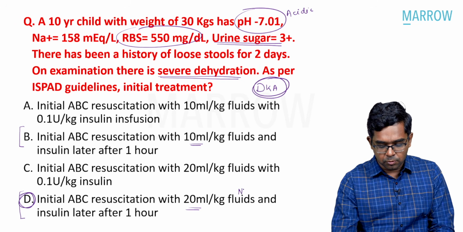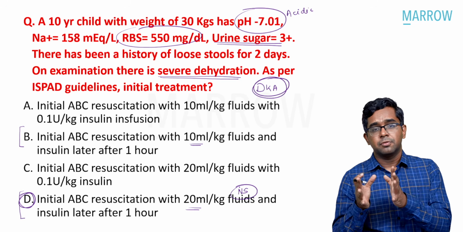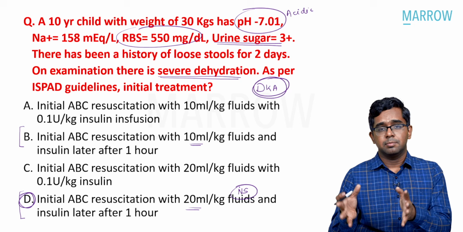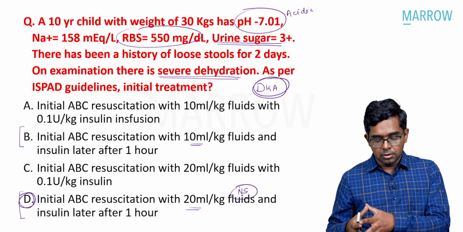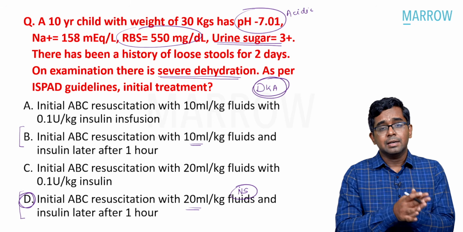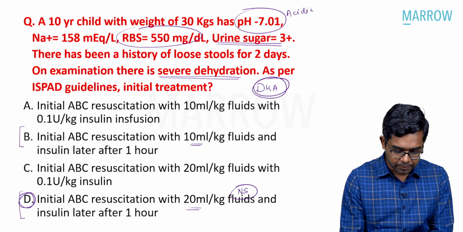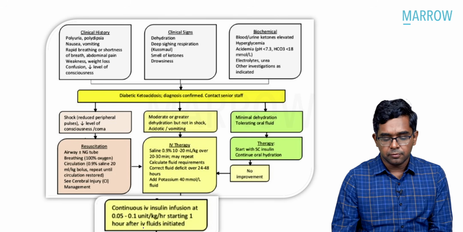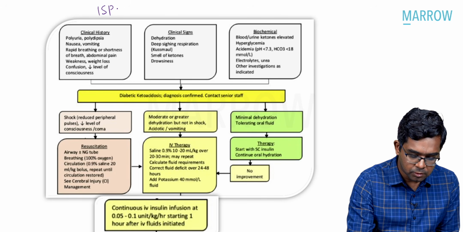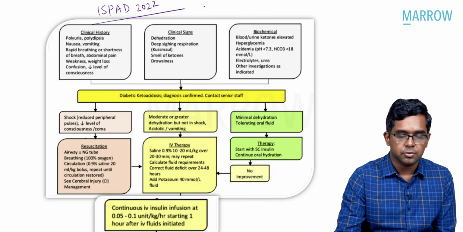Generally, normal saline is what we give. Okay. So, assess ABC and stabilize airway, breathing and circulation, and then you give fluid which is 20 ml per kg of normal saline, and then later after 1 hour you go for the insulin infusion. Okay, right. This is a snapshot of the ISPAD 2022 guidelines for management of diabetic ketoacidosis.